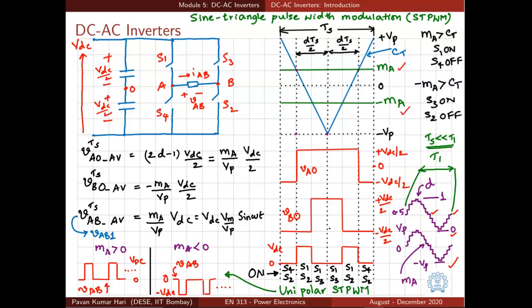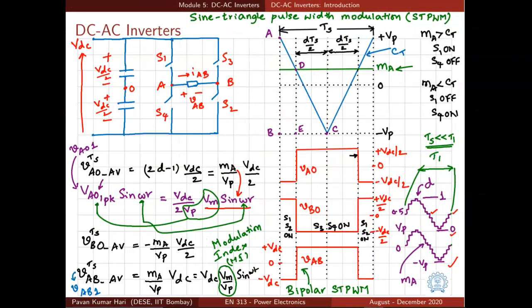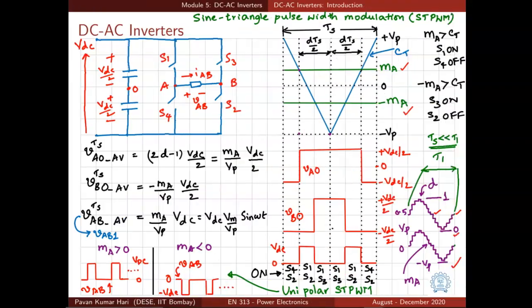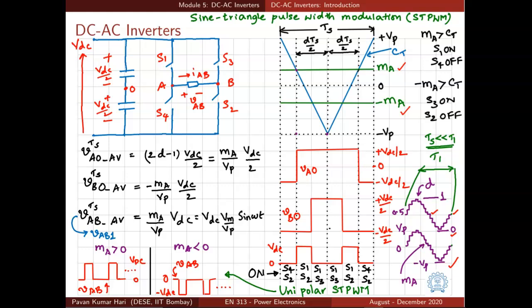So, earlier what we were doing? We were switching the legs in a dependent manner. That means, whenever S1 is on, we have also switched S2 on. We didn't have a separate logic for the second leg or leg B. But here, we switch the legs independently.